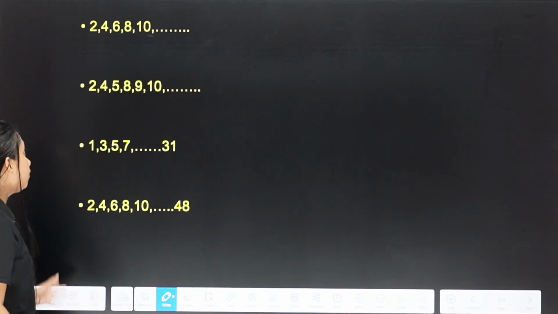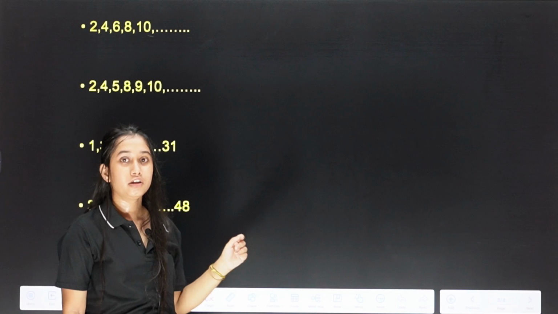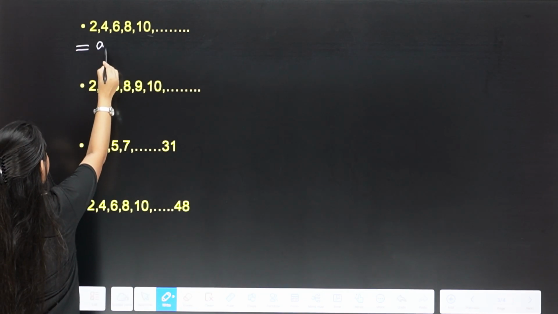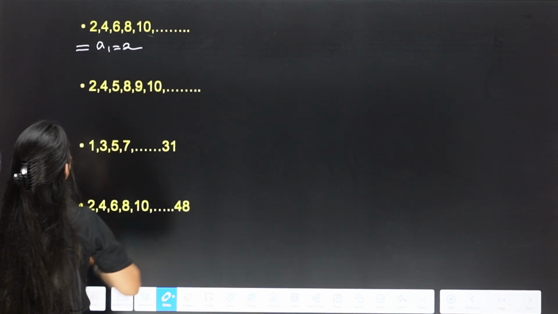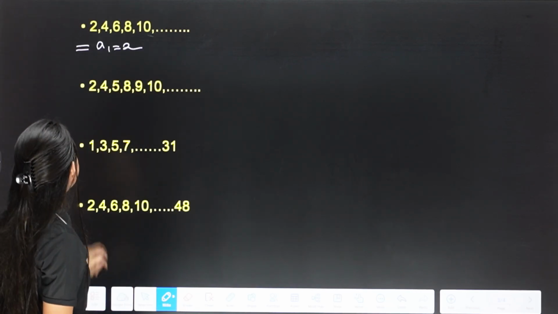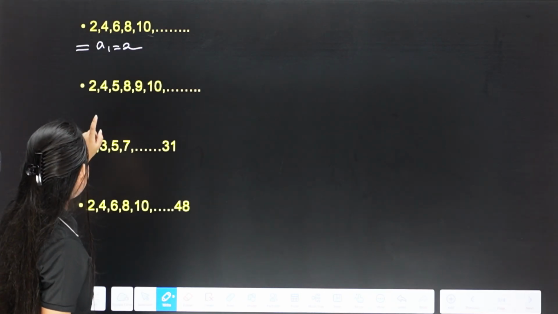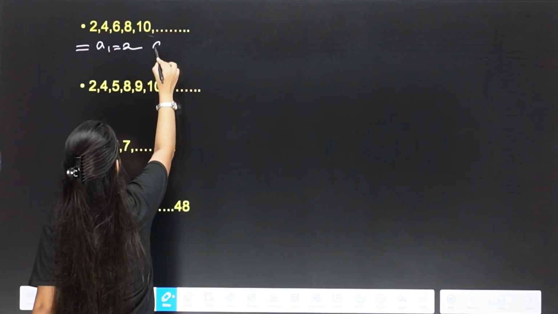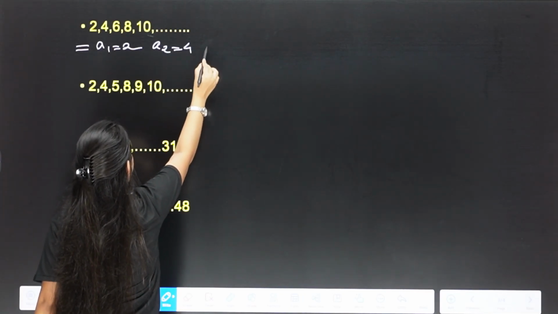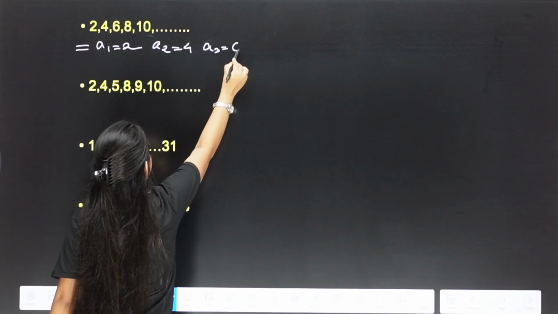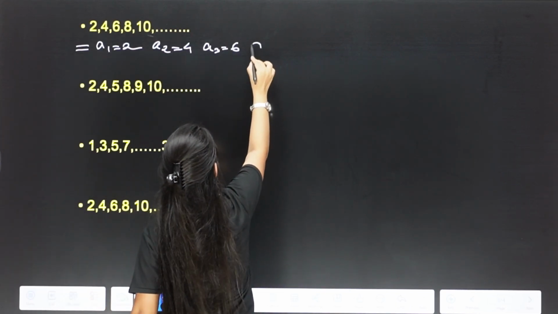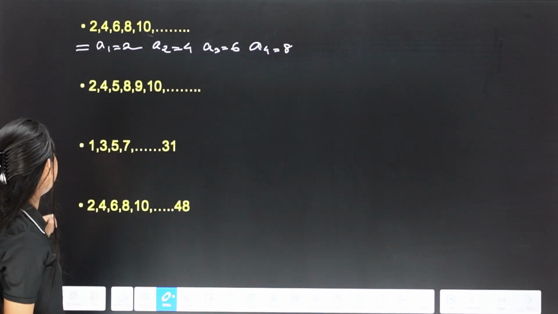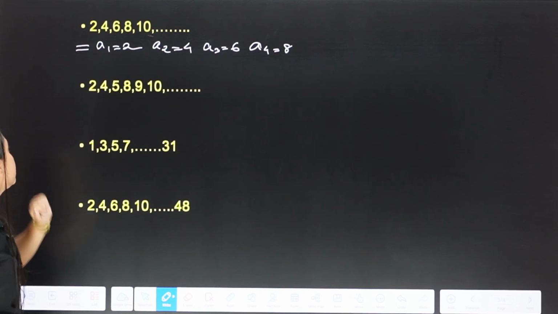So what is the first term in this sequence? Here the first term is 2, that is A1 is 2. Again we can see that our second term is A2, that is 4. A3 is 6 and A4 is 8. So if we are asked to find the common difference, what will be the common difference in this sequence?